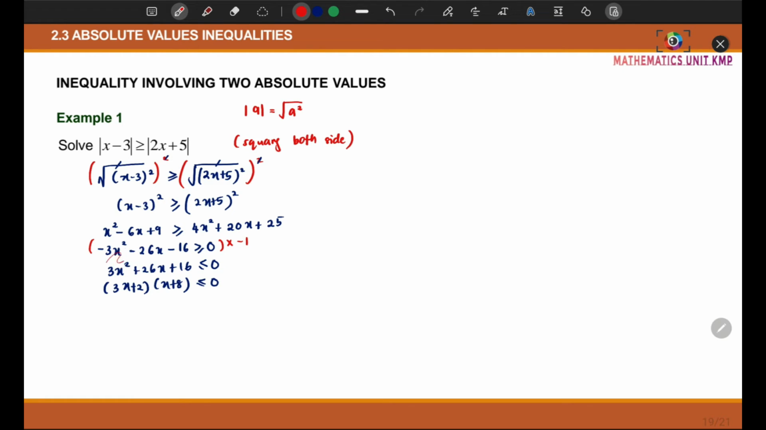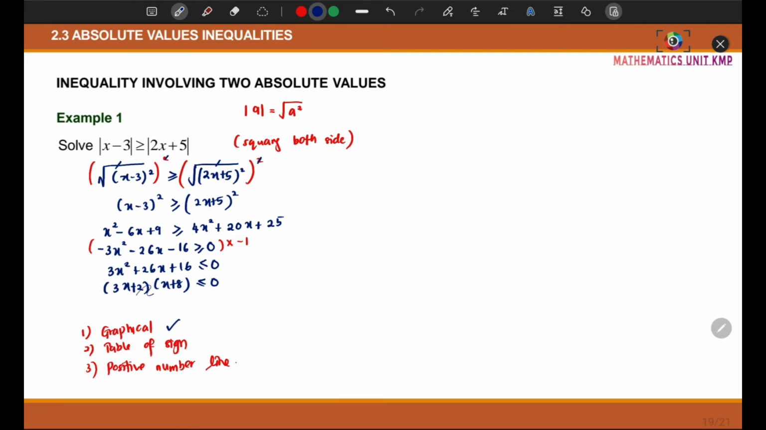Because it is a quadratic inequality, you have 3 ways to solve it. You can choose whether you want to use the graphical approach, the table of signs, or the positive number line. I personally like to use the graphical approach because it is easy and faster.